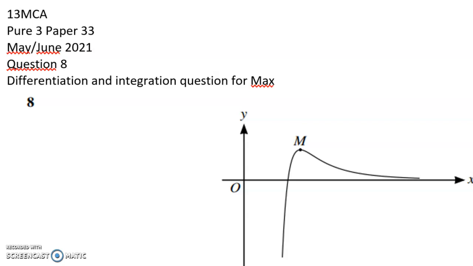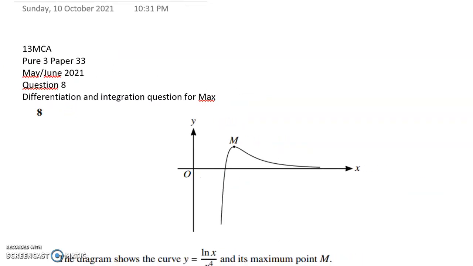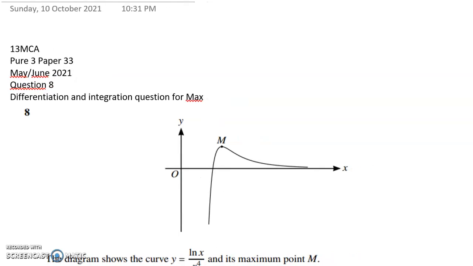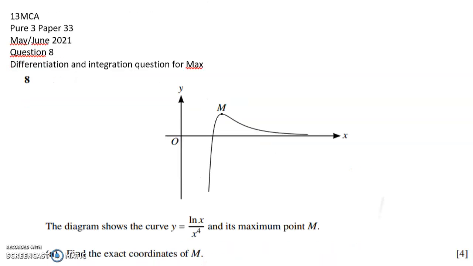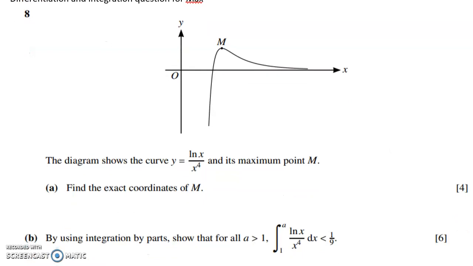Kia ora, Year 12. This is a question from the May-June 2021 A-Level Pure paper, and this is a request from Max, and it's a really good question to look at. It's got, first of all, some differentiation and then some integration. So I'll look at the whole question first.